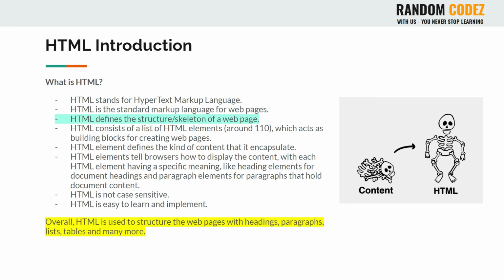If we look at the picture, we can compare a web page structure to a human skeleton, where each bone is like a HTML element that carries some content to form the structure. Overall, HTML is used to structure the web pages with headings, paragraphs, lists, tables, and many more.